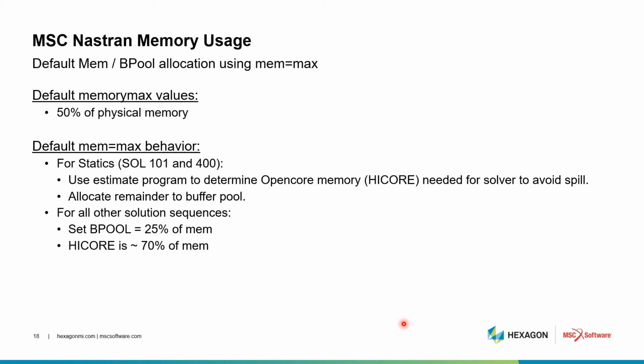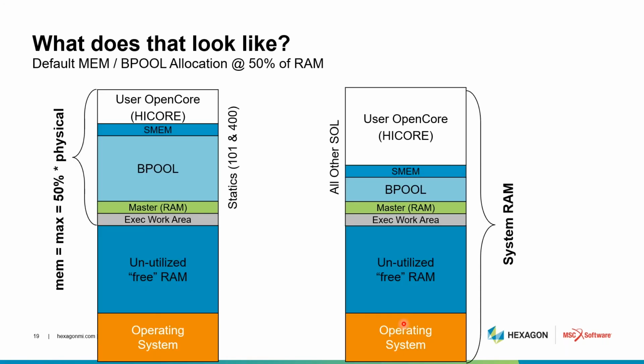So all you have to specify is memory=max when you are running your job. Here's how it works for solution 101 and 400. As I said earlier, memory=max allocates 50% of physical memory, and this is how it looks. The default memory and buffer pool allocation is 50% of the RAM.